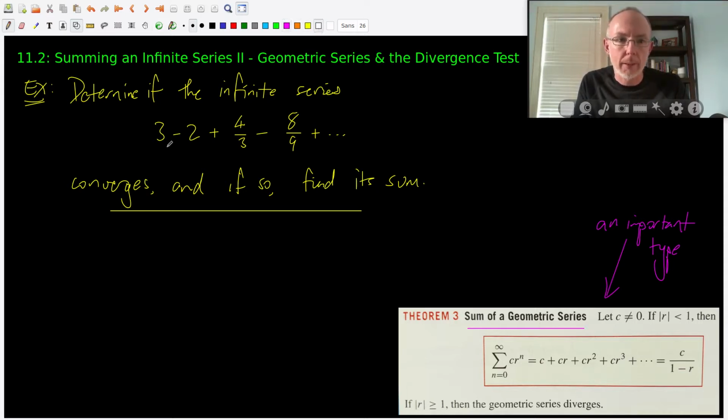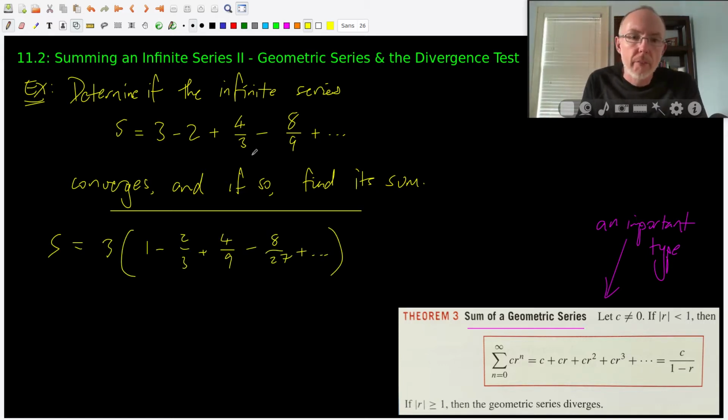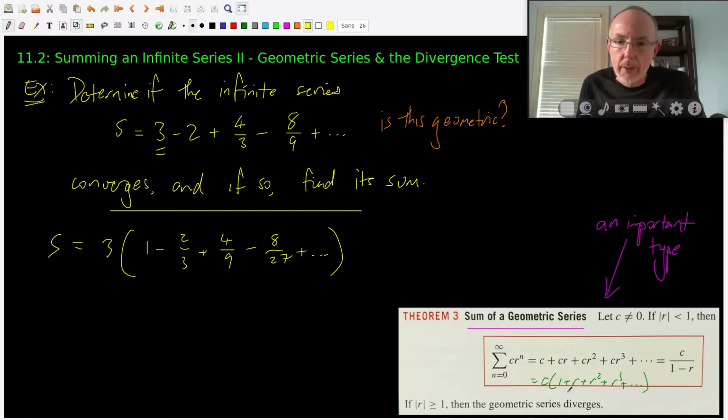I kind of talked about this a bit last time. My idea here is to rewrite the series. I'm going to call it S, hoping it converges. S will be a finite number, otherwise S will go to infinity. But the first thing to do if you want to decide if this is geometric is to factor out that leading term, that leading constant. I think this is the easiest way to see. Because if this is geometric, that constant will become our C. But more importantly, what we're left with, if this is a geometric series, must be of the form 1 plus r plus r squared plus r cubed, and so on.